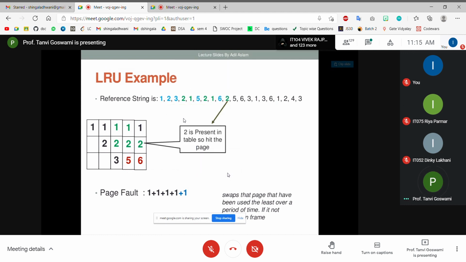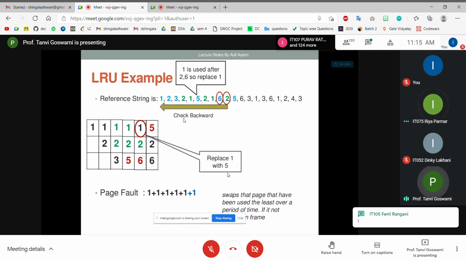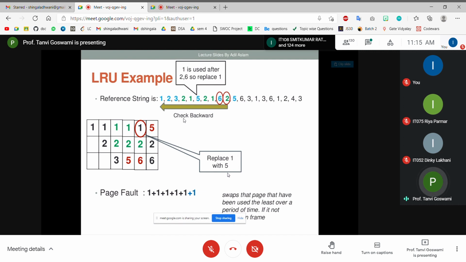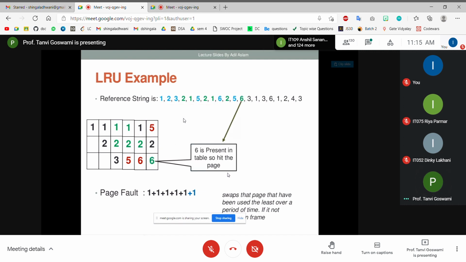All right. Then there is a reference for page number 5. So if we look backward, there is a sequence 2, 6, and 1. So which page will be replaced first? That is page number 1. Okay. Then there is a reference for page number 6. 6 is a hit, right?